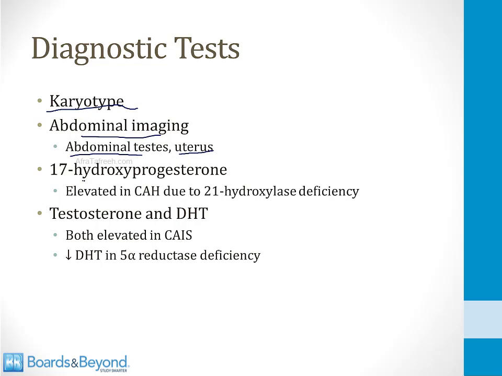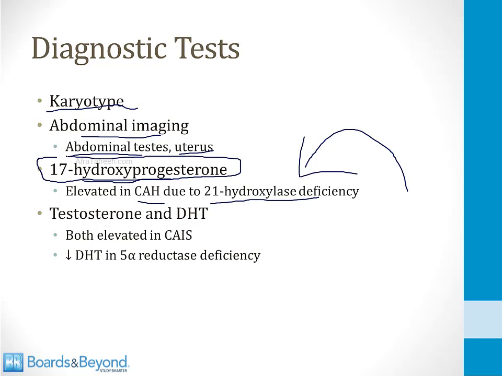The level of 17-hydroxyprogesterone is often measured. The reason for this is that this intermediate in steroid synthesis is elevated in congenital adrenal hyperplasia from 21-hydroxylase deficiency. And remember, this is the most common form of congenital adrenal hyperplasia. So by measuring this level, it's basically a screening test for the most common type of CAH.